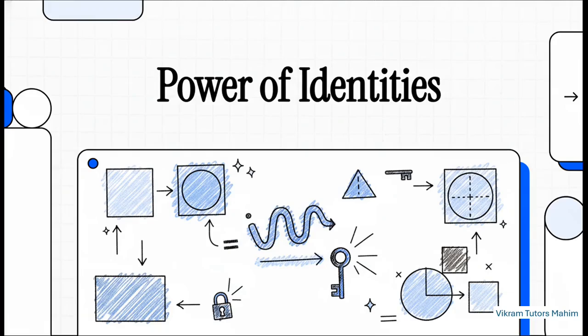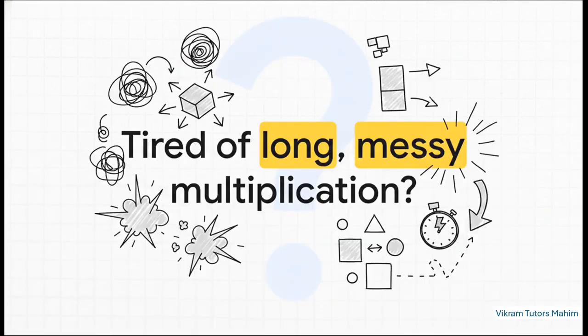All right, welcome. Today, we're going to unlock a set of mathematical superpowers. They're called algebraic identities, and you can think of them as secret codes that turn these long, messy calculations into simple, elegant answers in like a single step. So let's dive in. You know that feeling, right?